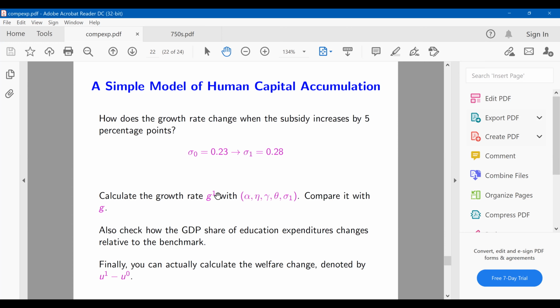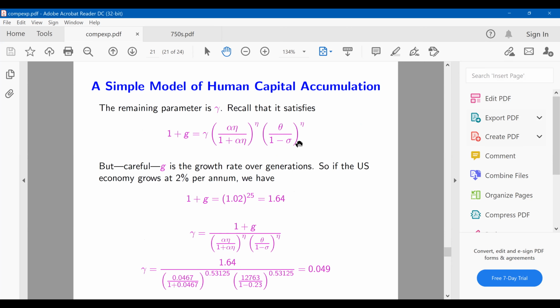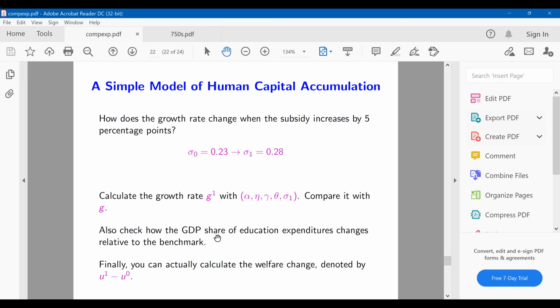Now we can calculate the growth rate using this formula. You can calculate the new growth rate, right? Because the other parameters are the same, but sigma is equal to 28%. You can also run the experiment and see how the GDP share of education expenditure changes, how utility changes. You can do all sorts of things because the model is very simple.